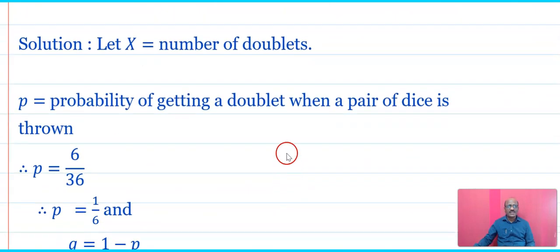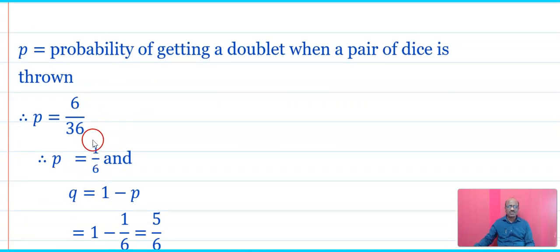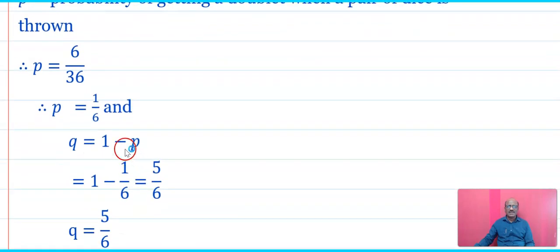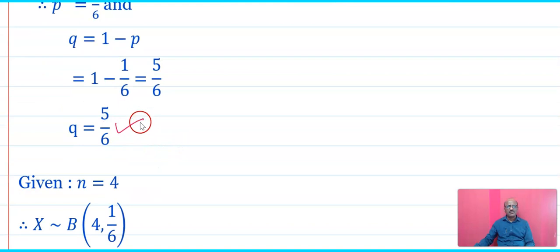Okay. Let X denote the doublets. P, the probability of getting a doublet when a fair dice is thrown. How many doublets will be there? That is 6. 1 1, 2 2, 3 3, 4 4, 5 5, 6 6. Total are 6 upon 36 sample space. Then here 6 upon 36 is equal to 1 upon 6. Okay. And here Q is equal to 1 minus P, and its value is 5 upon 6, not getting the doublet.